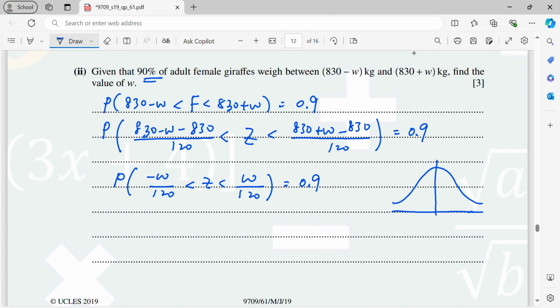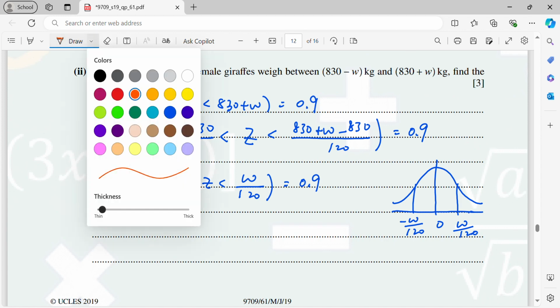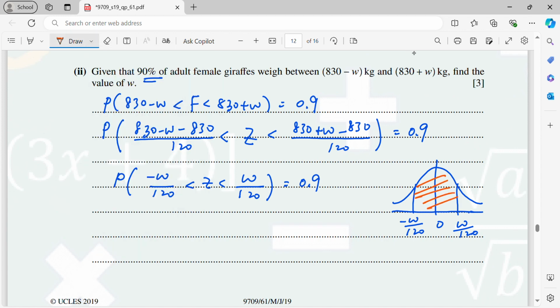So it is in between two values. One is negative W over 120, another one is W over 120. Since it is symmetrical at the 0, that means now the total region here is 0.9. Okay, and since it is normally distributed, I need to know the total region from positive up to the negative.